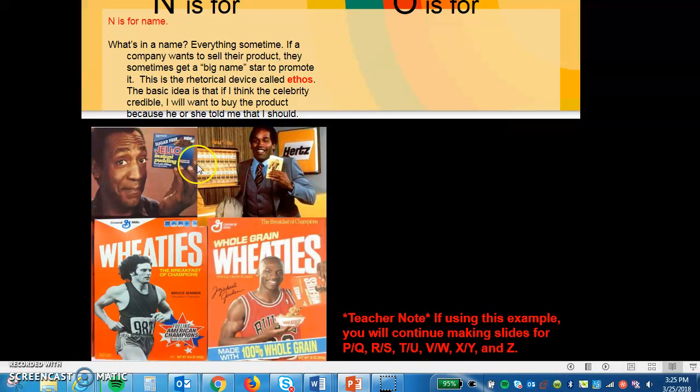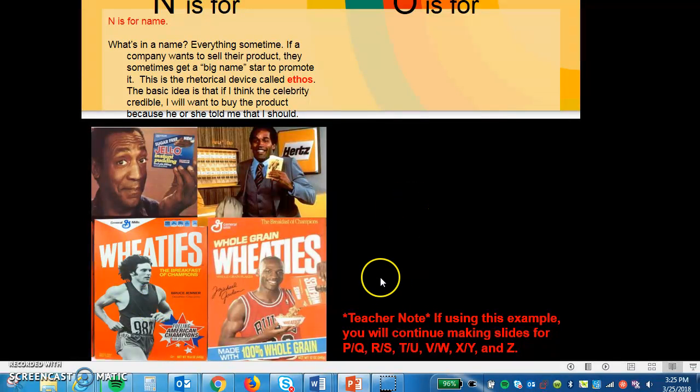And here's an interesting symbolic picture analyzing the Wheaties box, O.J. Simpson with Hertz, and Mr. Bill Cosby with Jell-O. In real life, Michael Jordan has no idea what goes into making Wheaties, he's not a nutritionist. He's a basketball player, so he doesn't really know anything about it. However, Michael Jordan's face on a box of Wheaties is going to sell a lot more boxes than a scientist who studies the food pyramid. So that's an example of a thoughtful picture to go along with it.